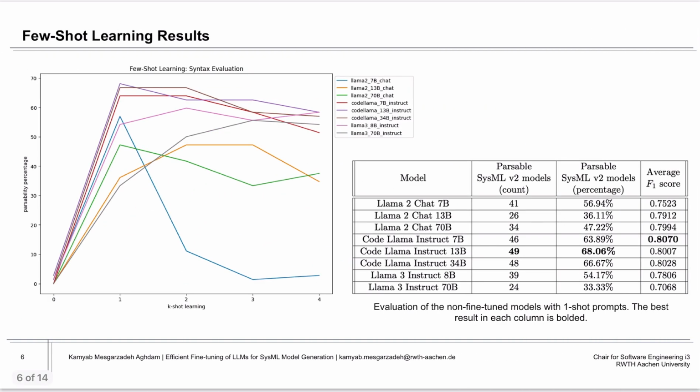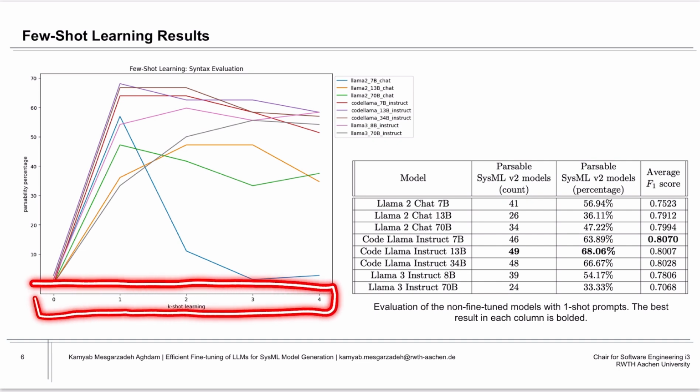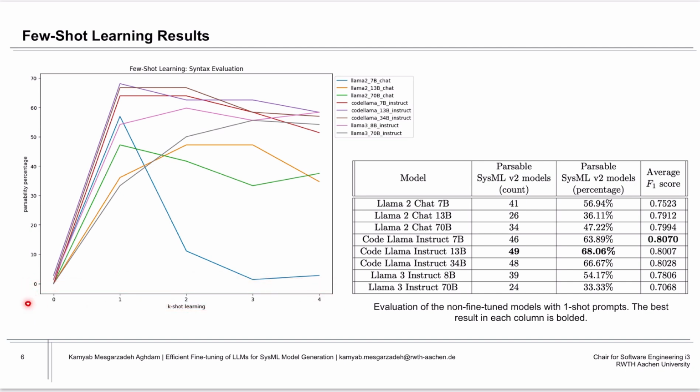Here are the results of few-shot learning. I tested these open source models, so Llama 2, Code Llama, and Llama 3 models. And in this graph, the x-axis corresponds to the number of examples that you prepend to the few-shot prompts. The y-axis corresponds to the parsability of the outputs. So how many of the outputs of the large language models were actually parsable. So it describes the performance of the models for the task of SysML model generation.